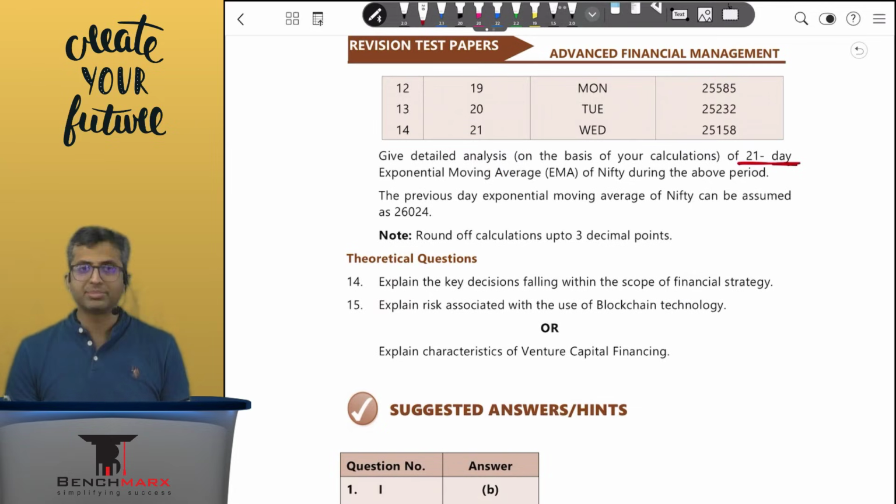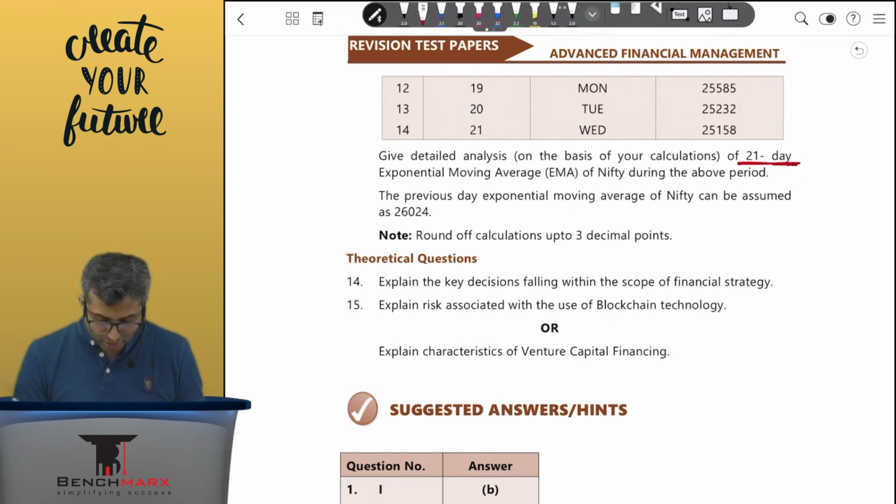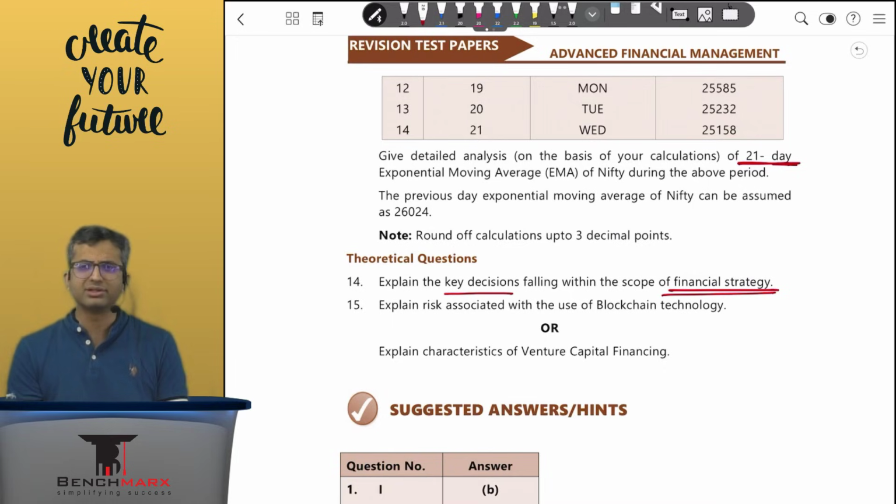Then you have these typical theory questions that you should definitely review. So the key decisions within the scope of financial strategy. Now, as a finance manager, you'll have to look at financing decisions, where to raise funds, investing decisions, where to deploy funds, dividend decisions, how much of them should be distributed, and maybe portfolio decisions on how to allocate and reallocate. That's about it. You can review the theory.